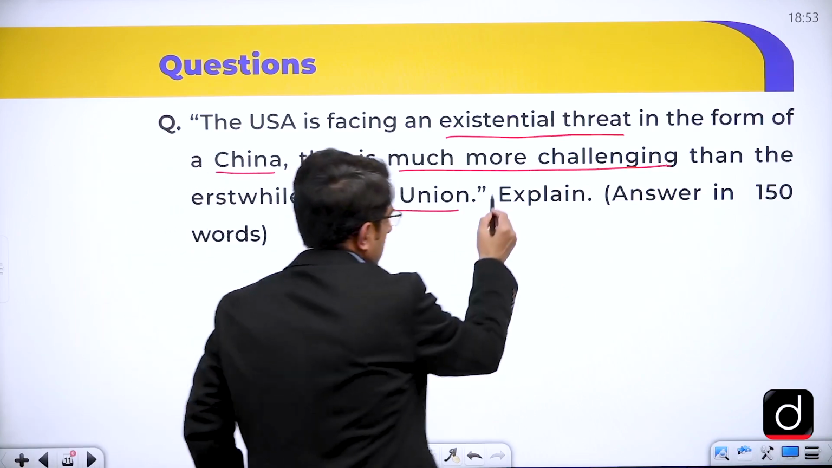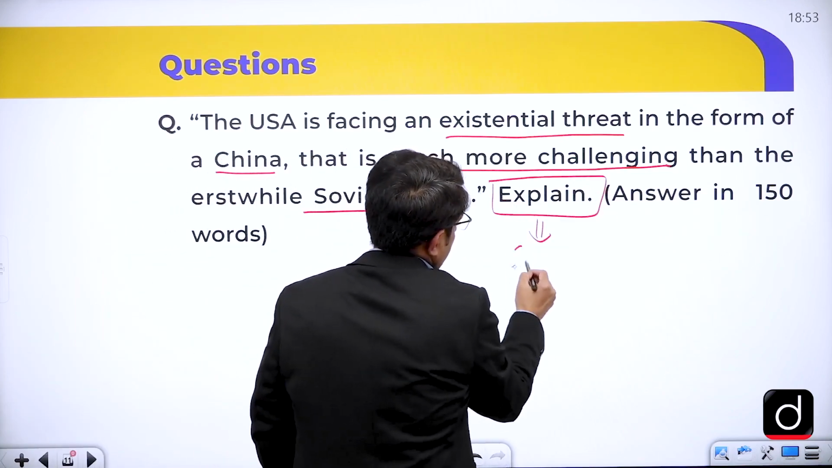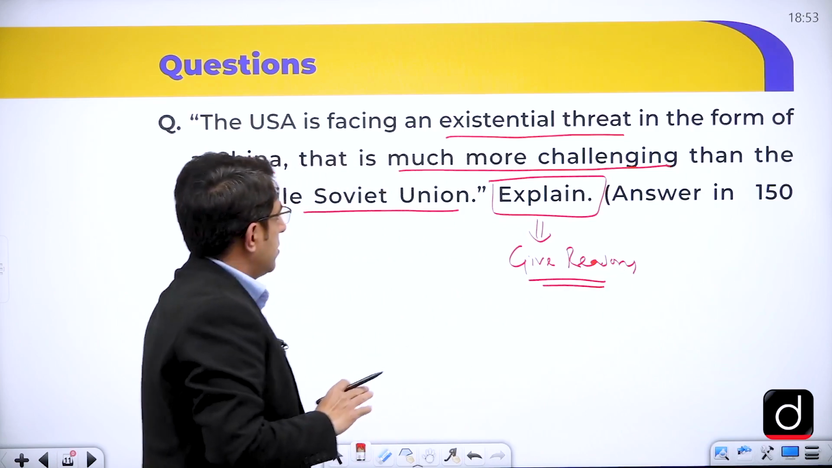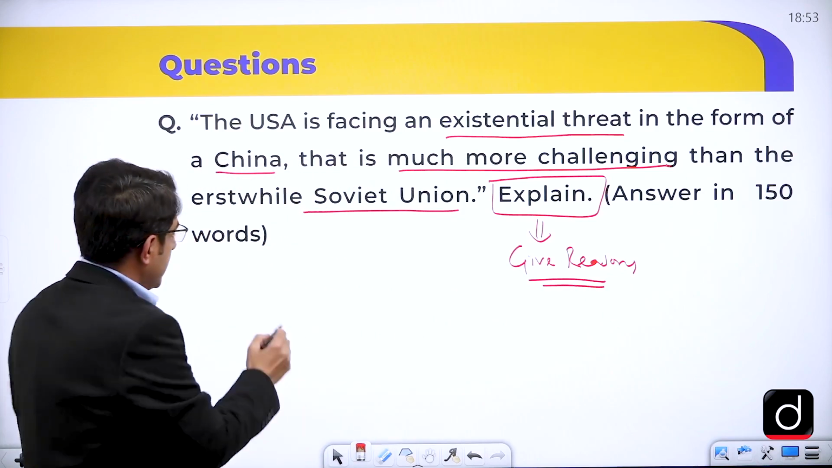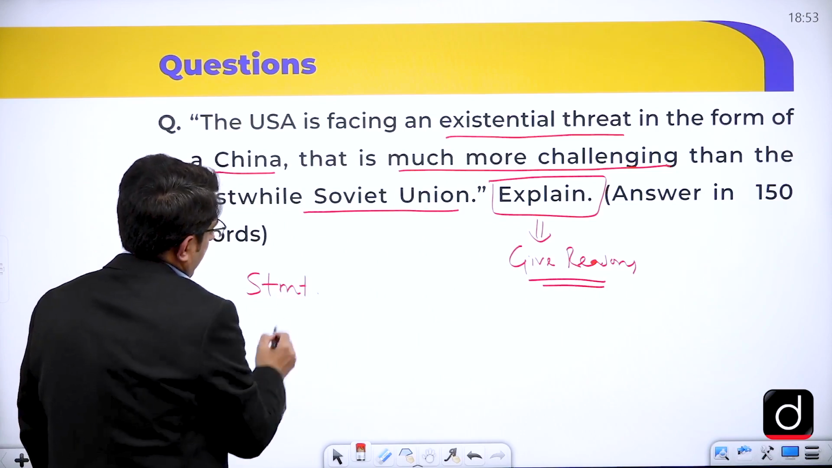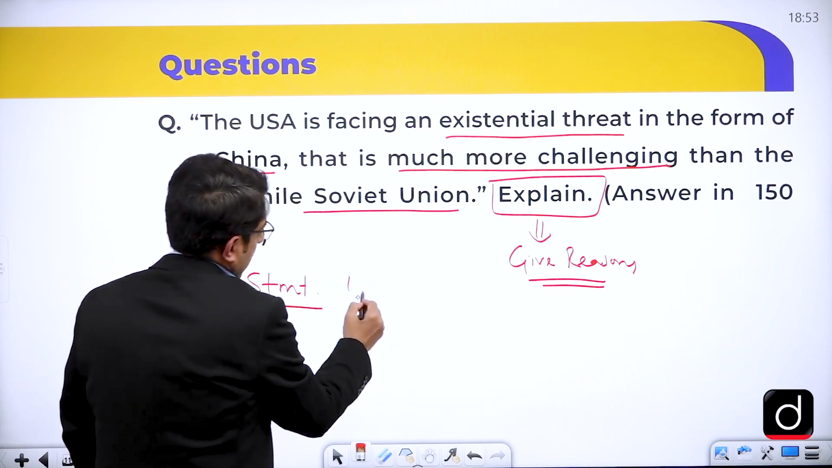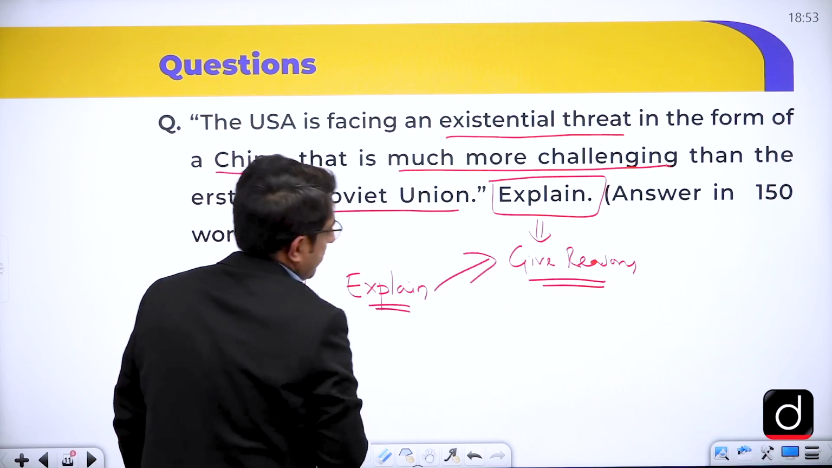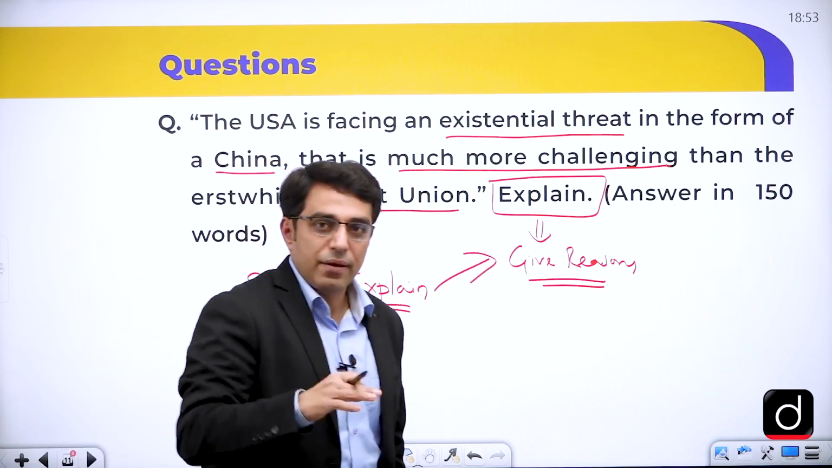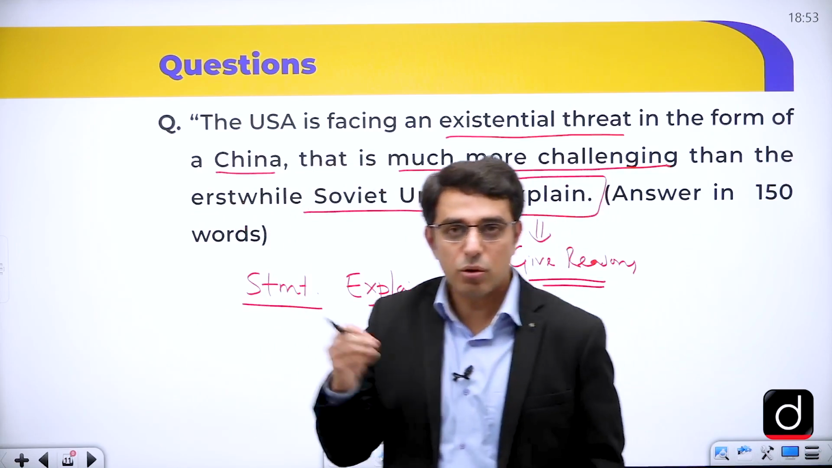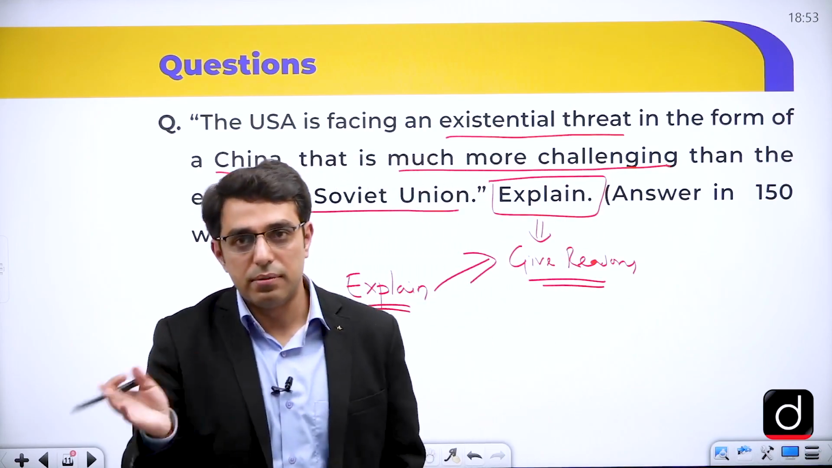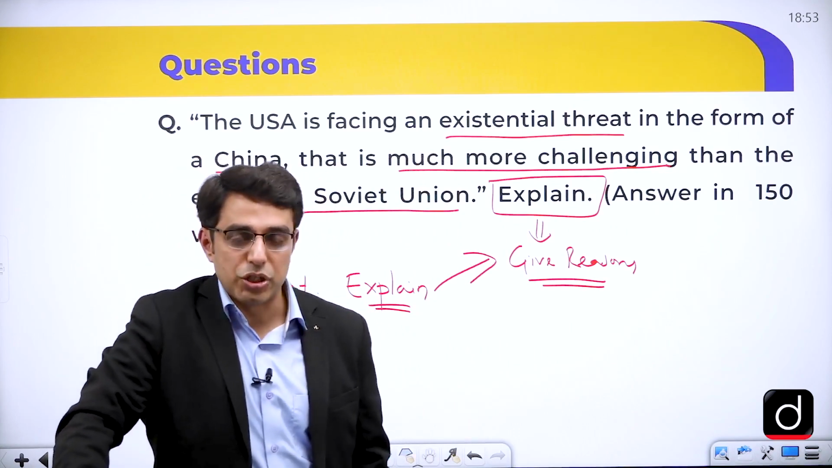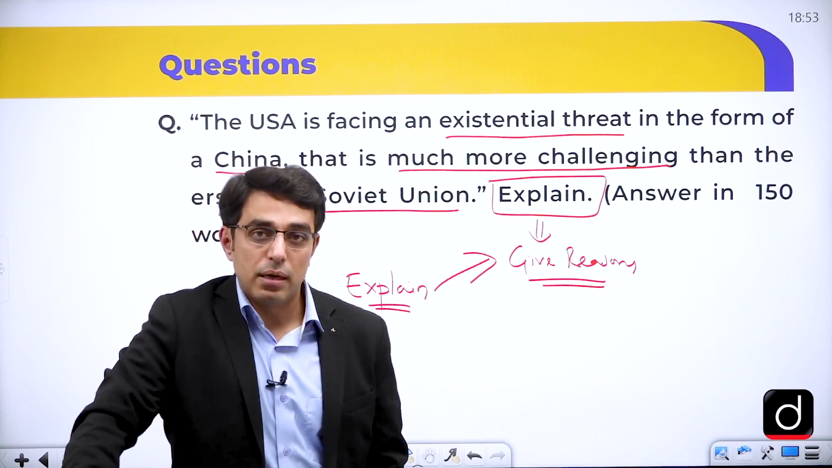Now, whenever the command word explain is there, we have to understand that we need to give reasons. Here again the format of the question is that there is a statement given, followed by a question, and the question is just a command word which says explain, that is, we have to provide reasons why this is so. So, again we are not required to question that no, it is not that China is giving the US tougher competition than the erstwhile Soviet Union. This we need not do.